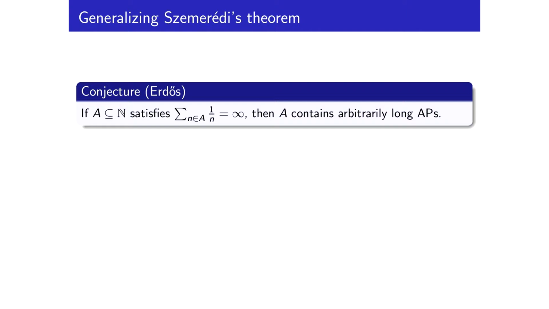And here I should mention probably a well-known conjecture of Erdős, which states that if there is an infinite subset of the integers whose reciprocal sum is equal to infinity, then this set contains arbitrarily long arithmetic progressions.